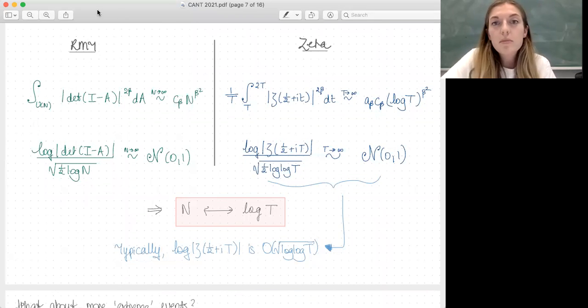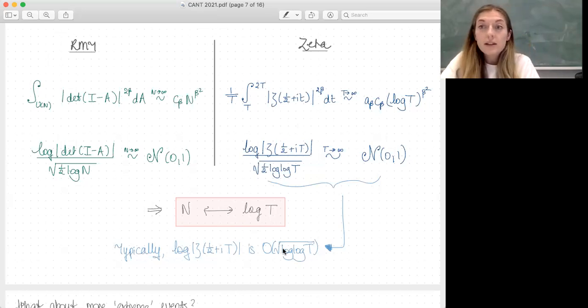So bringing these two storylines together, this is just to summarize. On the left, we have random matrix theory, on the right hand, we have Zeta. If we compare the moments, or the central limit theorem statements, we're led to the dictionary that if we're going to model Zeta using random matrix theory, the matrix size n should be compared to a logarithmic height t. That's some information we've gleaned, but you could also infer other information. For example, from the central limit theorem for Zeta, we learn that on average, or typically, log of Zeta is of size square root log t.